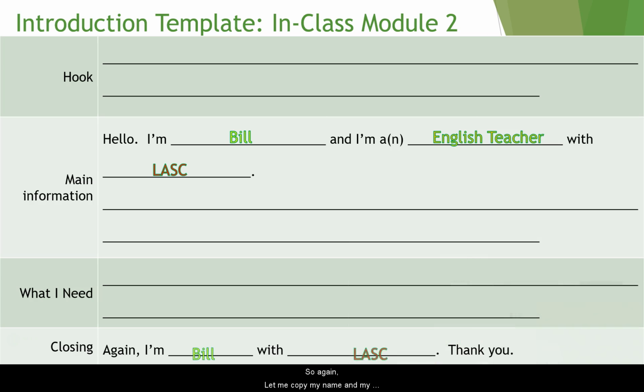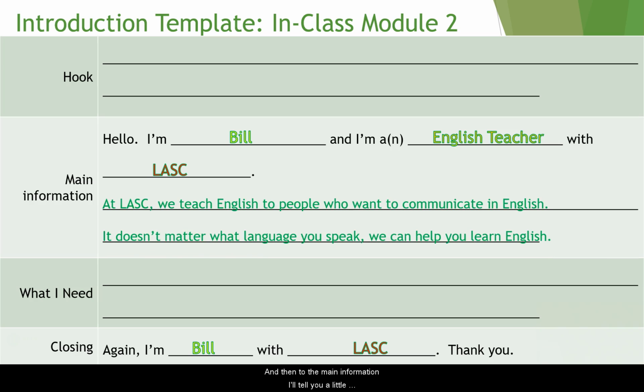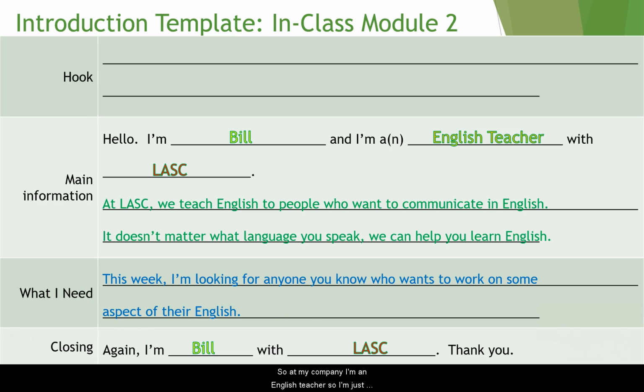So again, let me copy my name and my company down here for the closing. And then for the main information, I'll tell you a little bit about what my company does. So that's the main information and the closing. Then I'm going to think about something I need. So at my company, I'm an English teacher. So I'm just going to say I'm looking for new students or anybody that wants help with their English.